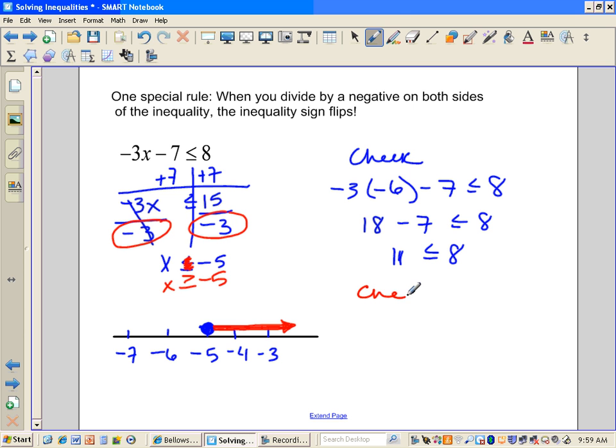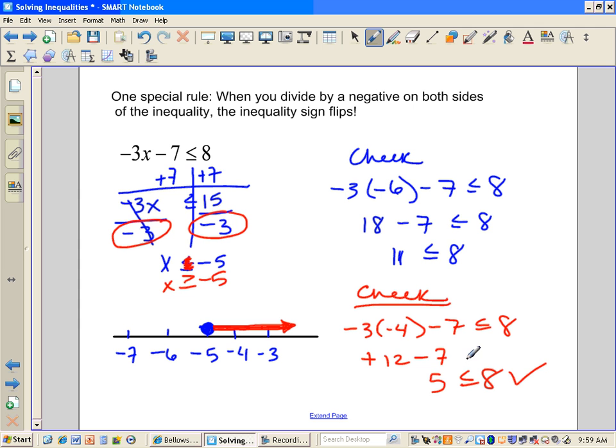Let's just do another check so I can show you that it works now. Let's say I choose negative 4, because now negative 4 is greater than negative 5. So negative 3 times negative 4, subtract 7 is less than or equal to 8. That's negative 12. Minus 4, I'm sorry, positive 12 minus 7. 12 minus 7 is 5 is less than or equal to 8. That works. That's correct. Okay?